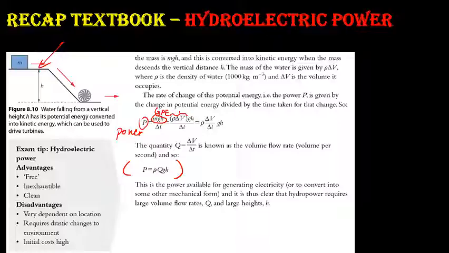After that, you can rearrange this equation with the delta V over t, which means the volume per second. So this is the so-called flow rate according to the textbook. You may derive this equation, or it depends on the situation and what data you have. But the main thing is GPE over time.